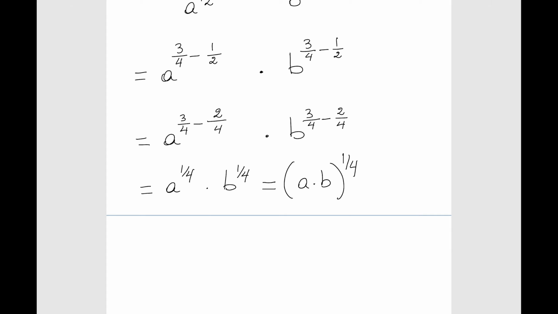Okay, using radical notation, this is the 1/4 power of something. The 1/4 power of something means the 4th root of that thing, and that thing is ab.